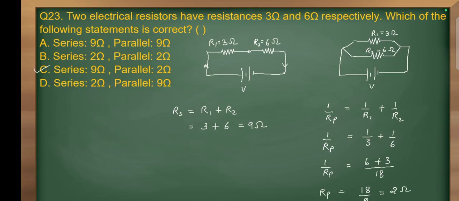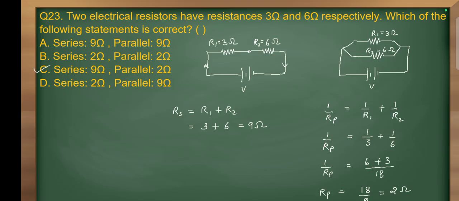Question number 23. Two electrical resistors have a resistance of 3 ohm and 6 ohm respectively. Which of the following statements is correct? So here two resistances, R1 is equal to 3 ohm and R2 is equal to 6 ohm, are given. We have to find the equivalent resistance in parallel and in series, and we know that in series the equivalent resistance is equal to the sum of the resistances, that is R1 plus R2, which is equal to 3 plus 6, and it will be equal to 9 ohm.